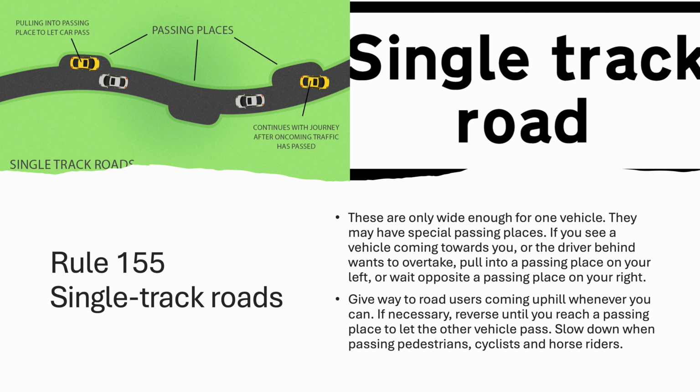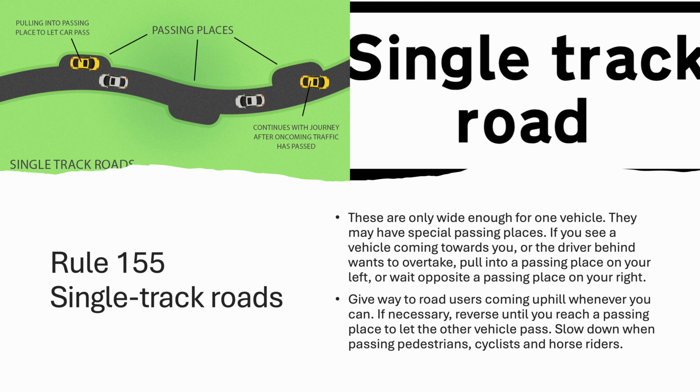Rule 155. Single track roads. These are only wide enough for one vehicle. They may have special passing places. If you see a vehicle coming towards you or the driver behind wants to overtake, pull into a passing place on your left or wait opposite a passing place on your right.